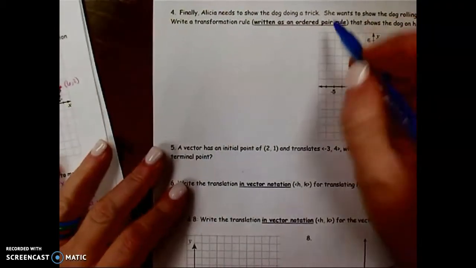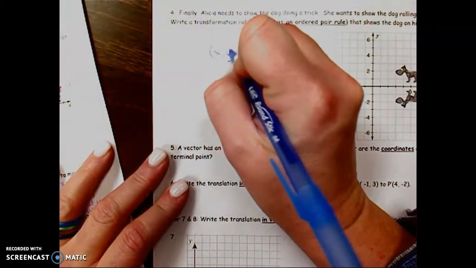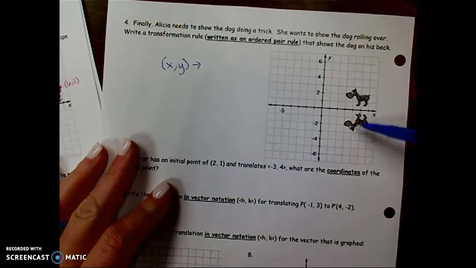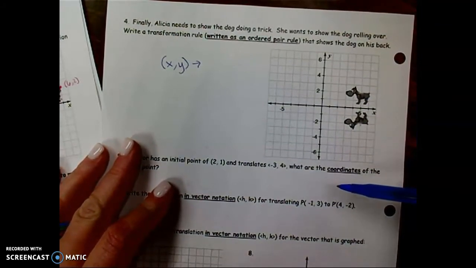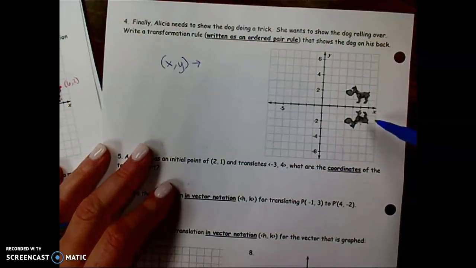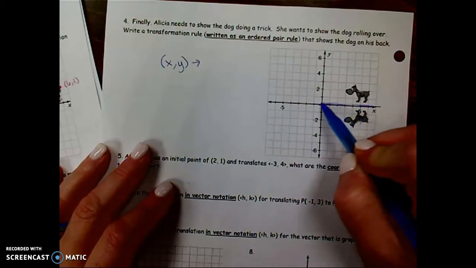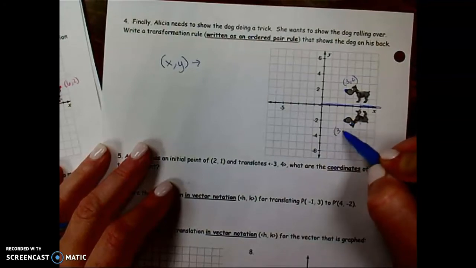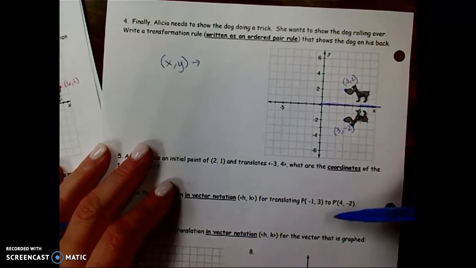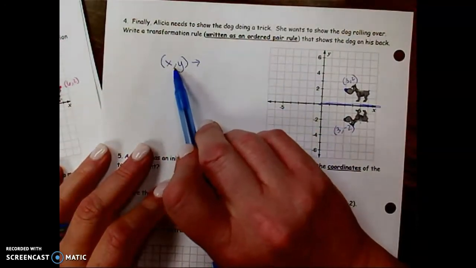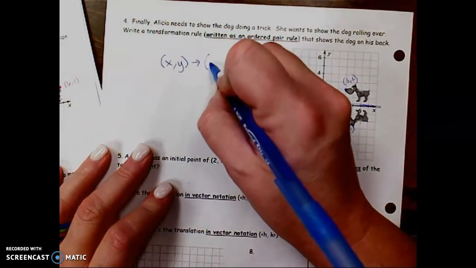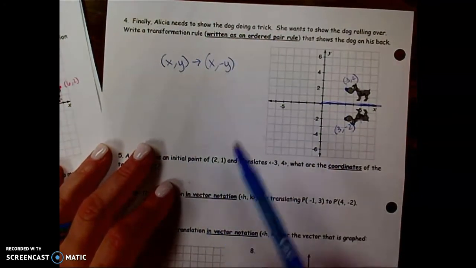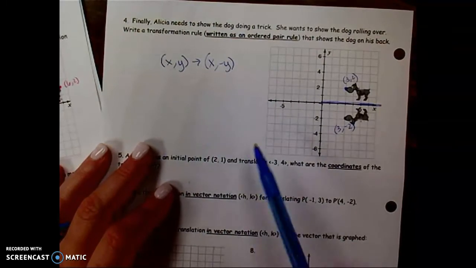On the back, we're writing an ordered pair rule again. So remember, every single time you will write XY arrow. Every time you're writing an ordered pair rule, we want the dog to end up on his back. So we're flipping him over. The word we use for a flip is a reflection. When you reflect, you always do so across a line, and the line we're reflecting across is the x-axis. So the nose that is at 3, 2 ends up at 3, -2. Because when we reflect across the x-axis, we change the sign on y. So that's what I'm going to write here in my ordered pair rule. XY is mapped to x, opposite y. Don't put numbers here. We're not talking about a specific point. We're writing a generic ordered pair rule for the whole dog.